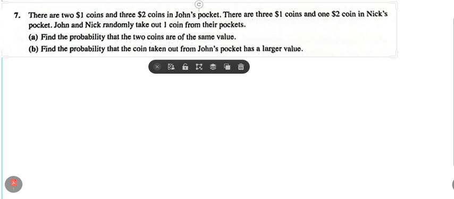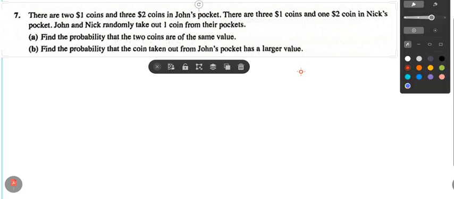Okay, so there are two $1 coins and three $2 coins in John's pocket. There are three $1 coins and one $2 coin in Nick's pocket. John and Nick randomly take out one coin from their pockets. Here we're going to find the probability that the two coins are the same value.